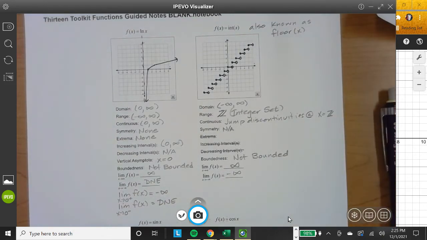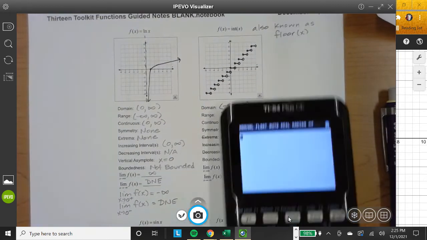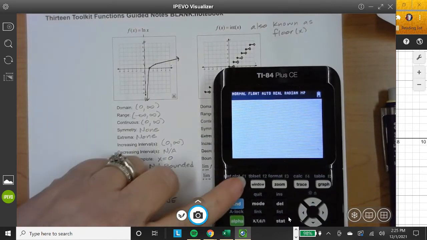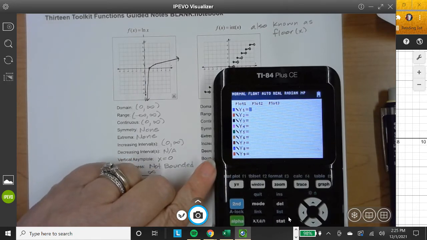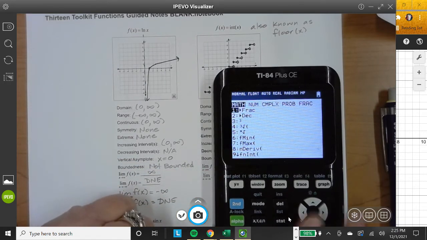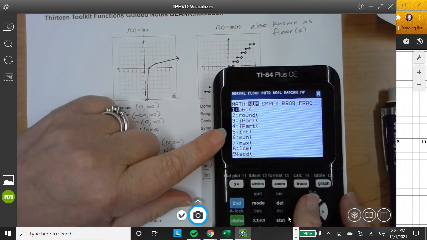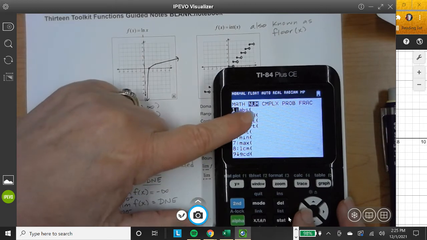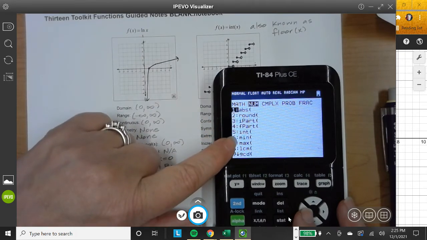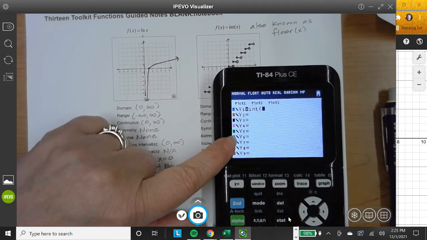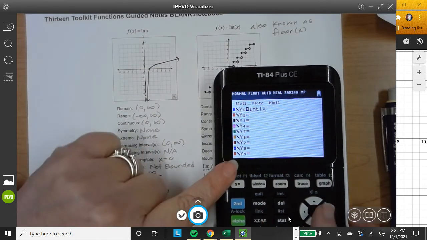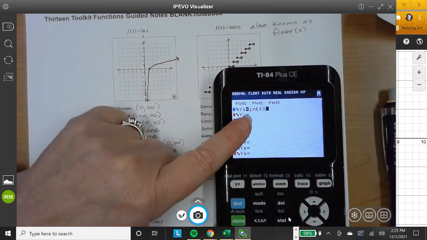Now, how do we graph it on our calculator? Let's do that really quickly. Sorry, I should have had this open and ready to go. Here I've got my calculator, and I'm going to go to y equals. I'm going to clear this out. And you're going to go to the math menu, and the greatest integer function is under the num, and then you'll see that it's number 5 here. And then I'm going to put x. So that's the greatest integer function int x.